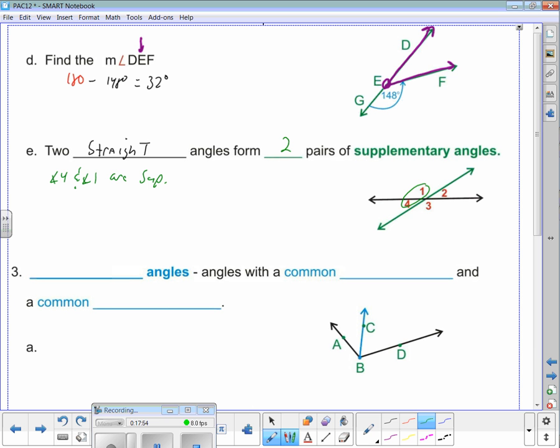And look, can't you do the same thing on the bottom side? Go on the bottom of the green line. Do you see that pair of supplements? Okay. So you got angle 3 and angle 2 are also supplementary angles.